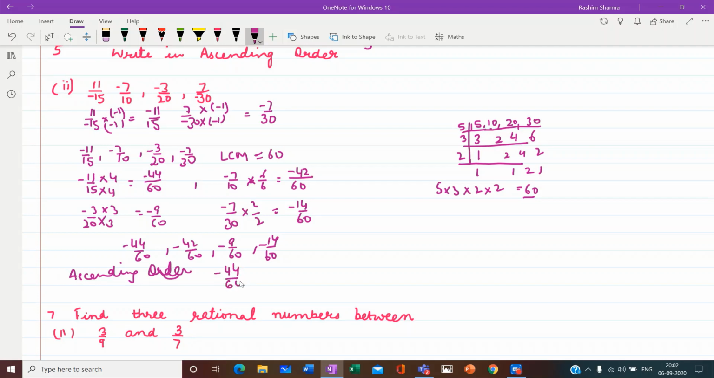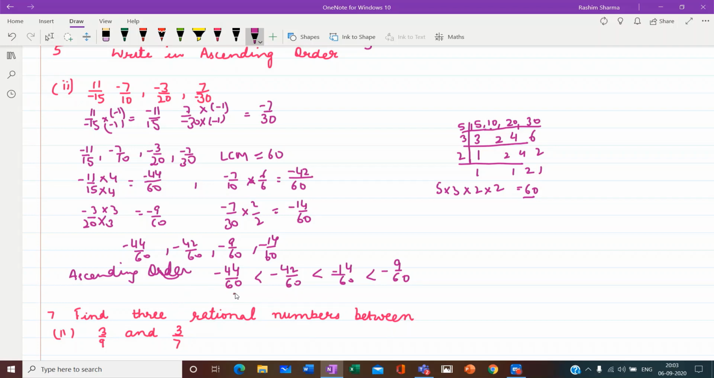We know all negative rational numbers are smaller. And then next we have, as it is less than minus 42 on 60, and this is less than minus 14 on 60, and this is less than minus 9 on 60. So we can write their numbers now.